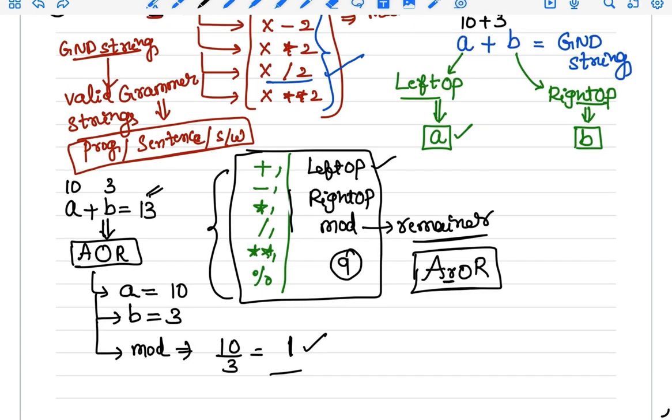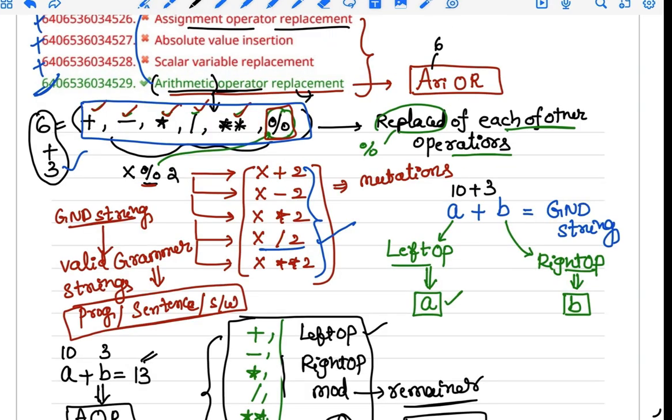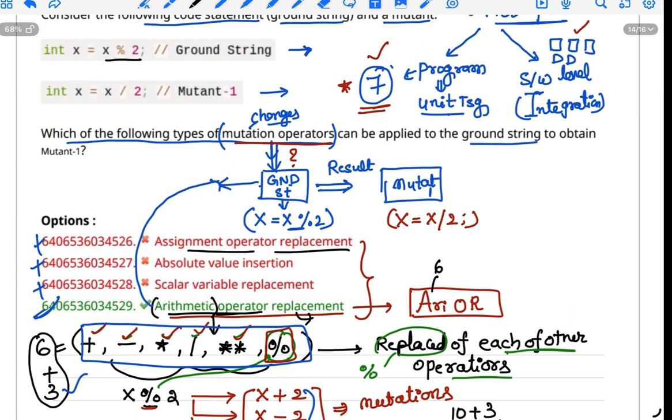The percentage and mod operator both are similar. Modulus and percentage are both the same, so consider only 8. But in the lecture they mentioned percentage and mod are different. You can check in this list and answer according to the option you can select.